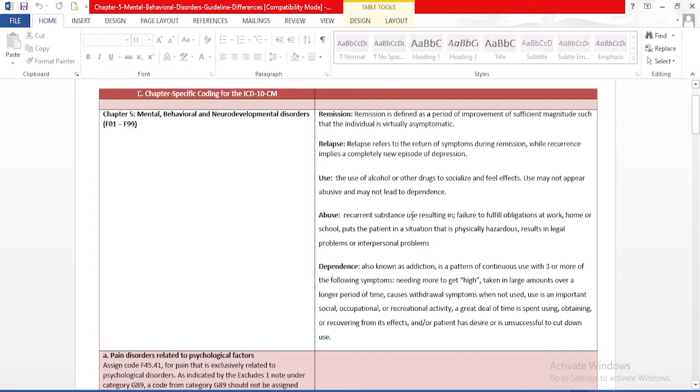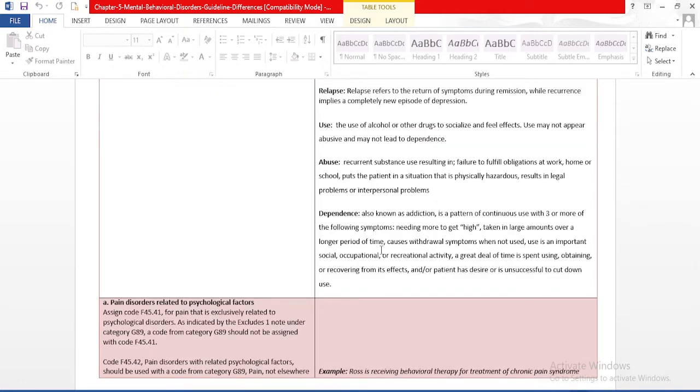Next terminology, relapse. Relapse refers to the return of symptoms during remission, while recurrence implies a completely new episode of depression. So basically, relapse is the reverse of remission. In remission, the patient is asymptomatic. But in relapse, the patient again started to have symptoms of drug abuse.